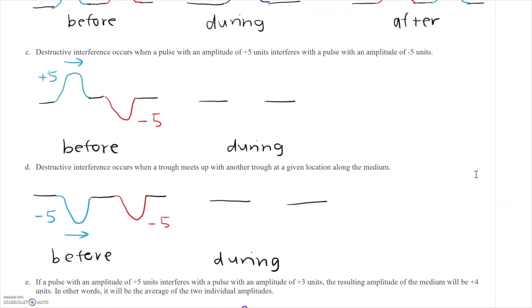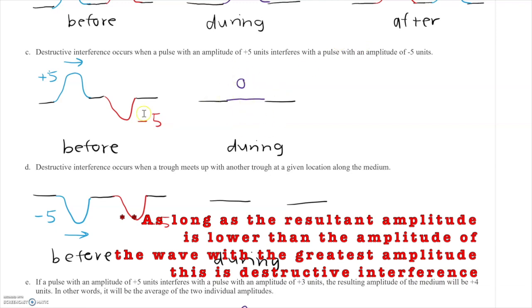Part C, destructive interference occurs when a pulse with an amplitude of +5 units interferes with a pulse with an amplitude of -5 units. I've drawn this out for you again. So before interference, we have this light blue wave moving to the right with a +5 amplitude and the red wave down below with a -5 amplitude. What happens during interference is these two waves will cancel out. The +5 and the -5 added together gives us 0 due to the law of superposition. And because the resultant amplitude is lower than either of the initial amplitudes, yes, this is an example of destructive interference, and so this statement is true.